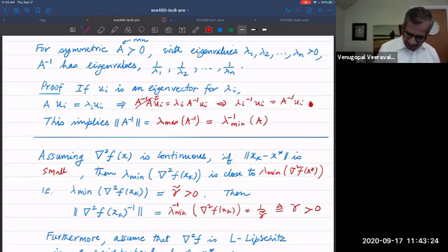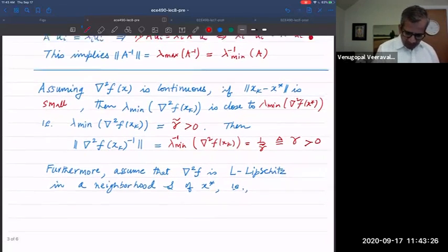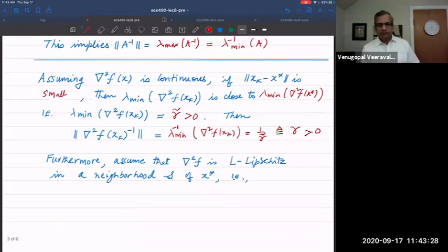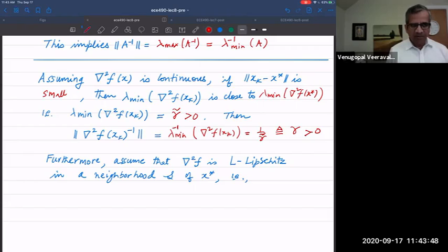Not equal to 0, basically. All right. Now we'll put another condition on the Hessian. This is kind of like a Lipschitz condition, not on the gradient, but on the Hessian, but it can be defined very similarly to the Lipschitz condition on the gradient. So we'll call the Hessian L-Lipschitz in some neighborhood of x star. Think of a small ball or some region around x star.